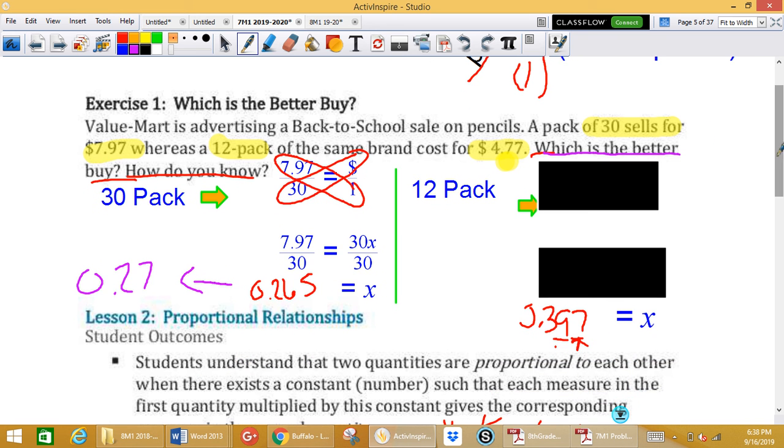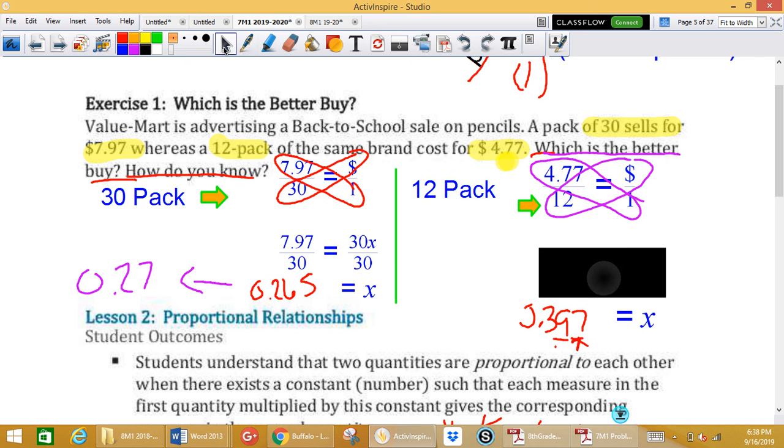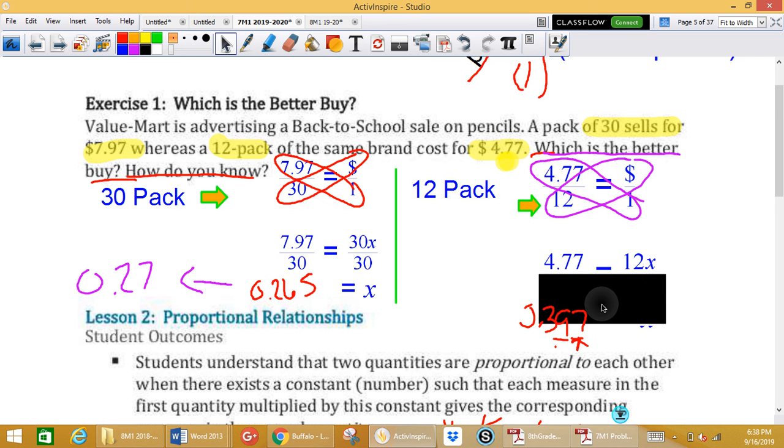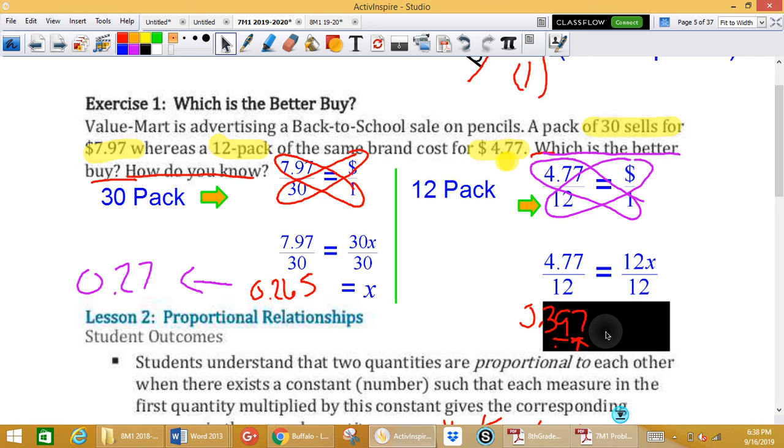The 12 pack of pencils, we're going to do the same way. I'm going to put $4.77 over 12 and dollar amount over 1 because we need to find the price per one so we can compare them. So again, I'm going to cross multiply. So then I'll have 4.77 equals 12x. Divide each side by 12. 12 is the coefficient.